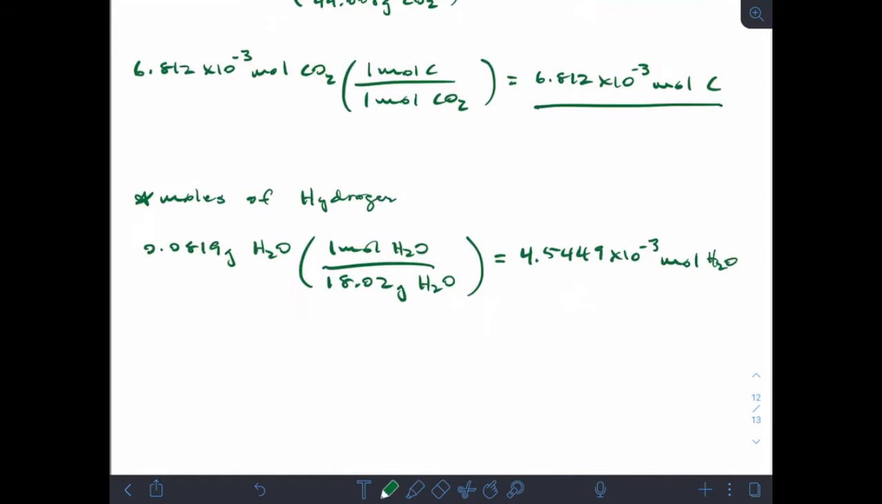All right, now I need to eventually get to moles of just hydrogen. So I'm going to use that same tactic. How many hydrogens are there per molecule? 4.5449 times 10 to the minus 3 moles of H2O. And there are 2 hydrogens per molecule, so 2 moles of hydrogen per mole of molecules.